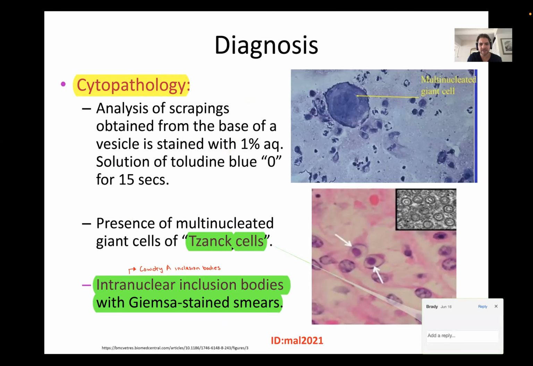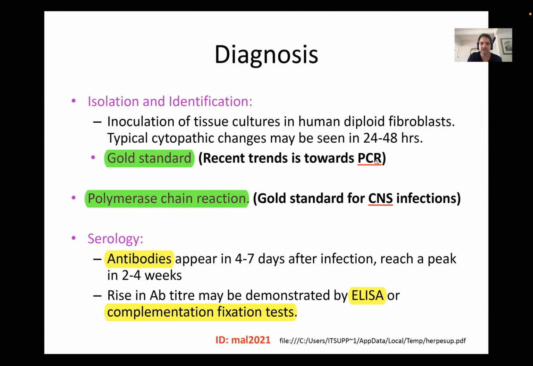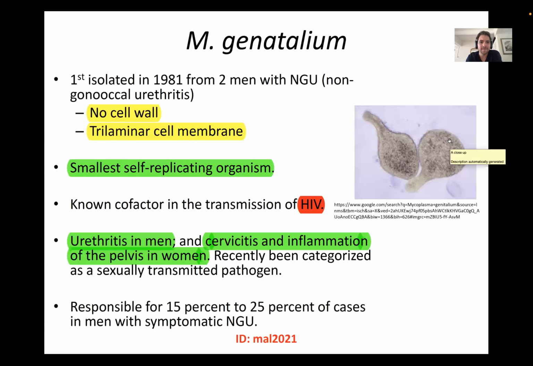Diagnosis, this is very important. This is what they use, these Tzanck cells, I don't know how to pronounce that, but that's specific for herpes. So you want to be aware of that. Gold standard, as with most things, just do a PCR. They're cheaper nowadays, so just go ahead and do that. You can also use an ELISA test and whatnot.